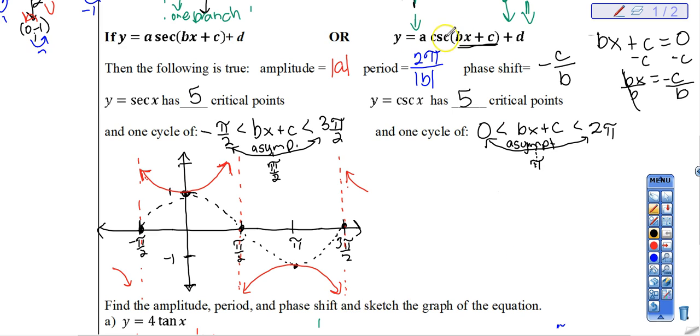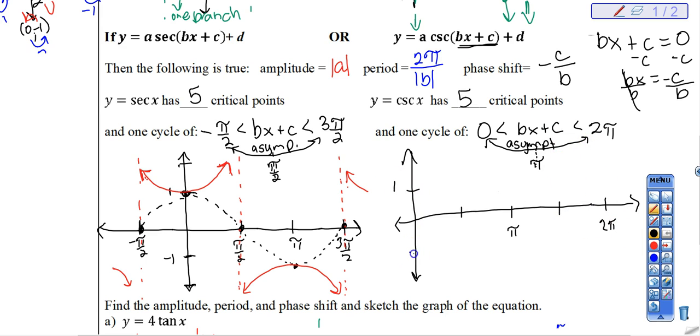Okay, for cosecant, which is the reciprocal of sine, you're starting at 0 and going to 2 pi because that gives you the picture where the sine starts at 0 and then does a full cycle up and a full cycle down and then back to 0. So I'll put pi here, 2 pi here. Put your pi over 2's in between. And your 1 and negative 1.